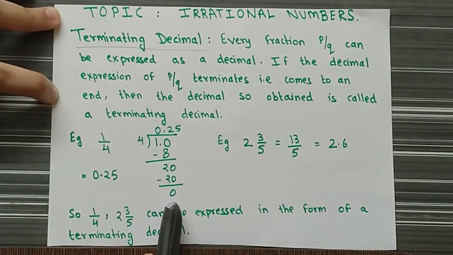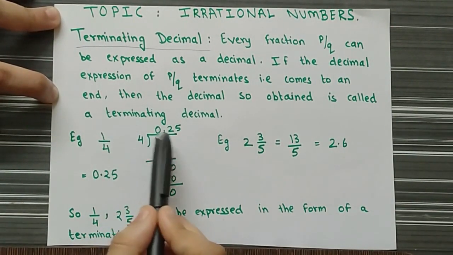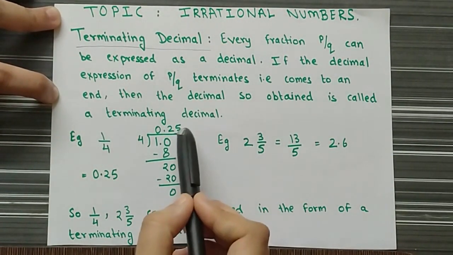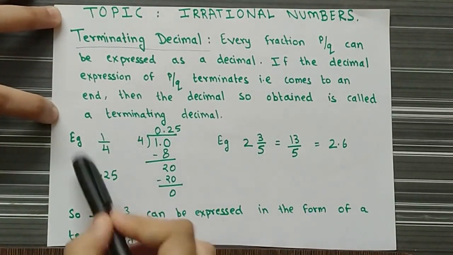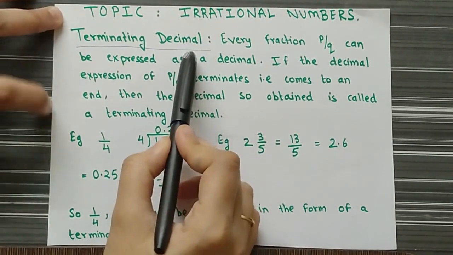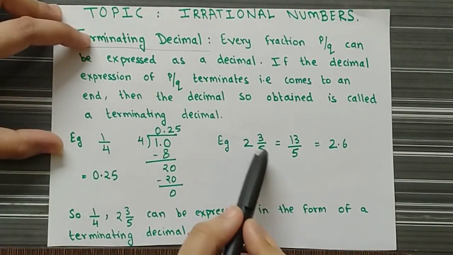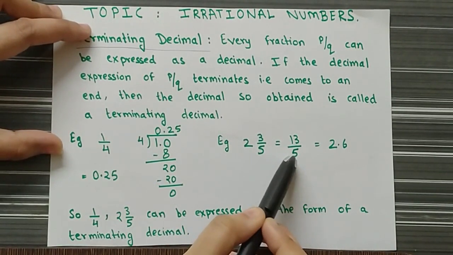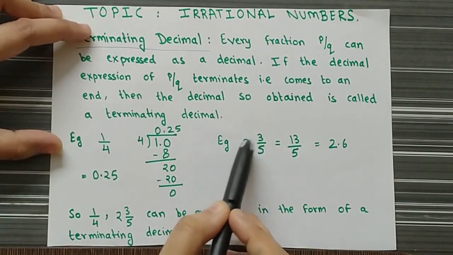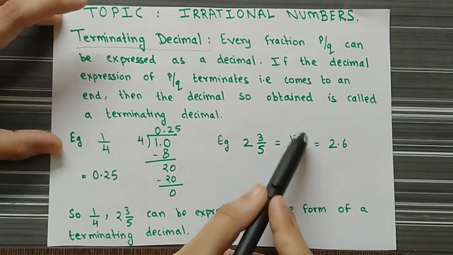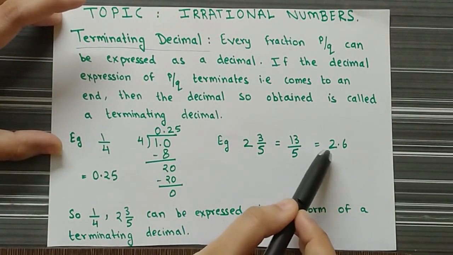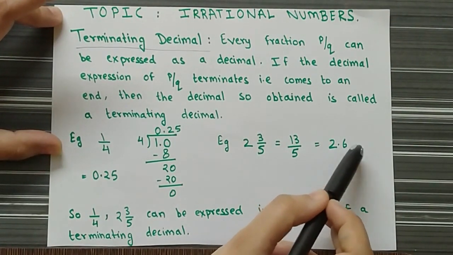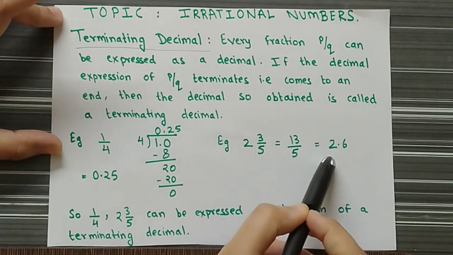By normal division we will see that 1 by 4 is equal to 0.25. We see that the remainder is 0 and there are no more digits after 5. So this type of fraction is known as a terminating decimal. Another example is 2 3 by 5. First of all, we will convert this mixed fraction into an improper fraction. 5 2s are 10, 10 plus 3, 13, so 13 by 5. If we divide 13 by 5, we will get 2.6. There are no decimal places after 6, so this will be a terminating decimal.